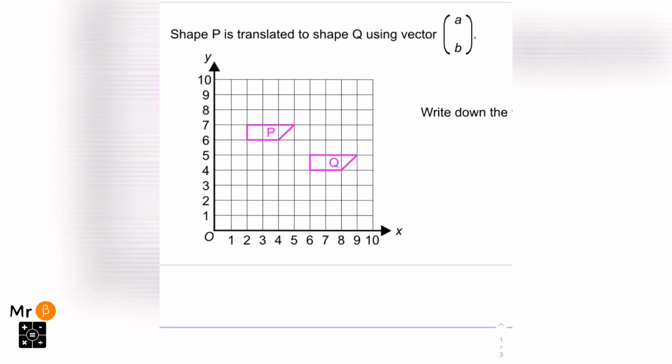Shape P is translated to shape Q. So we started at P, we have ended at Q. So again we count the squares. Make sure you again pick the same corner to see how much it's moved. So it's gone across 1, 2, 3, 4. So 4 to the right is positive 4. And this time we have moved 2 down. So therefore it would be minus 2.